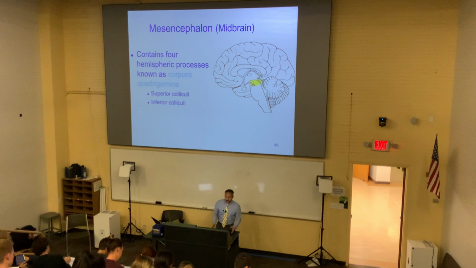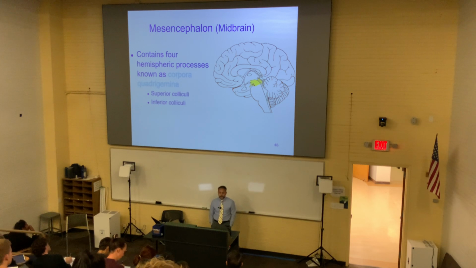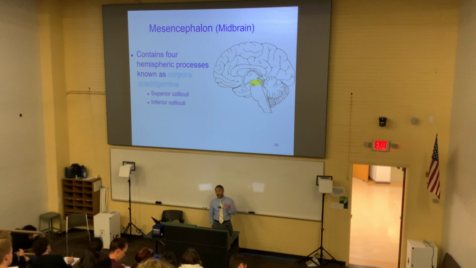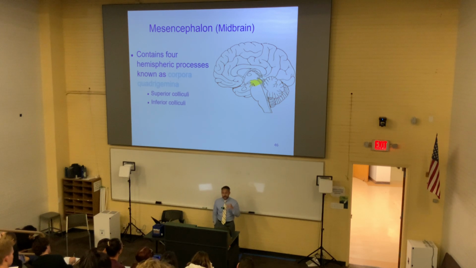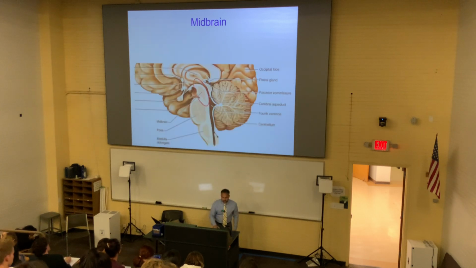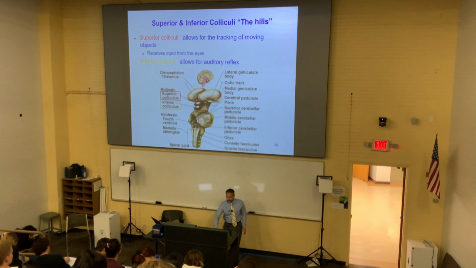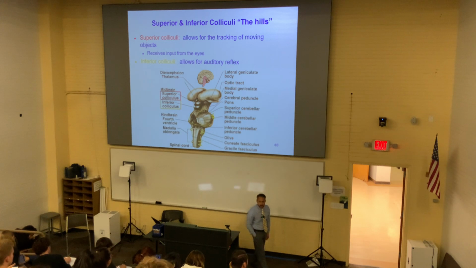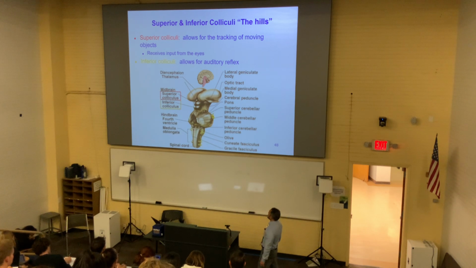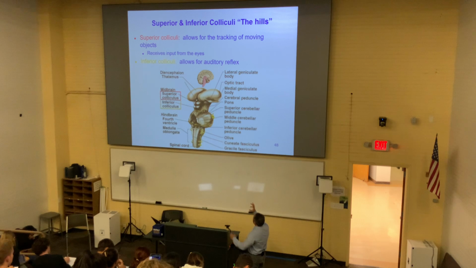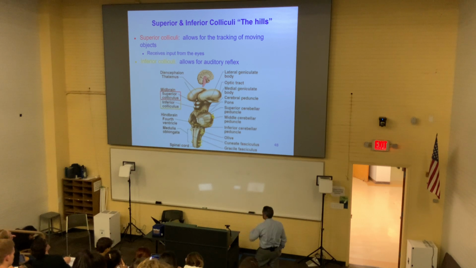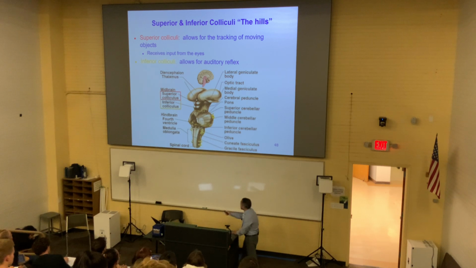There's two structures here known as the corpora quadrigemina that I want you to understand. Corpora quadrigemina. So there's four structures. You have a superior colliculi and you have an inferior colliculi. These midbrain structures, known as the inferior and superior colliculi, are referred to as the hills. So you can see them in this preparation.